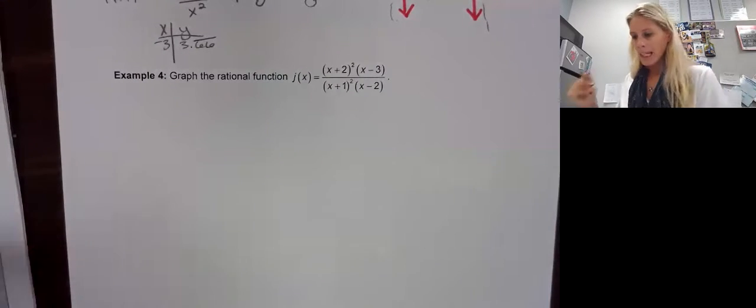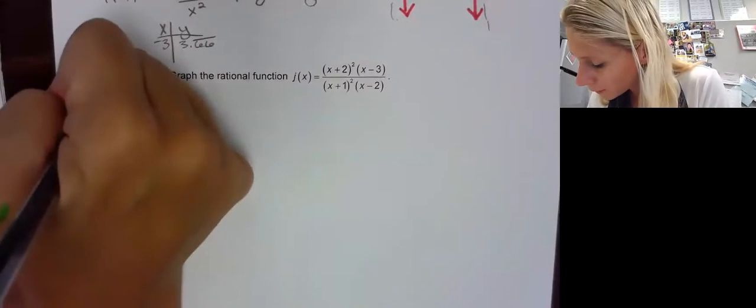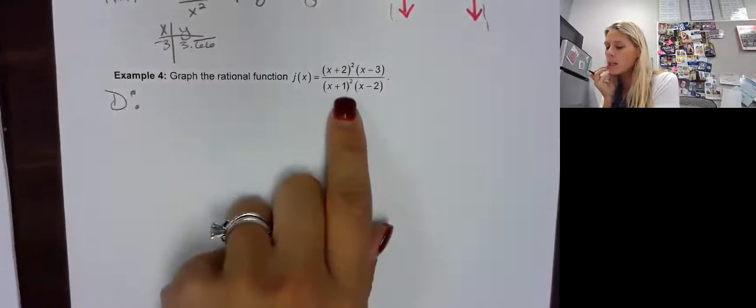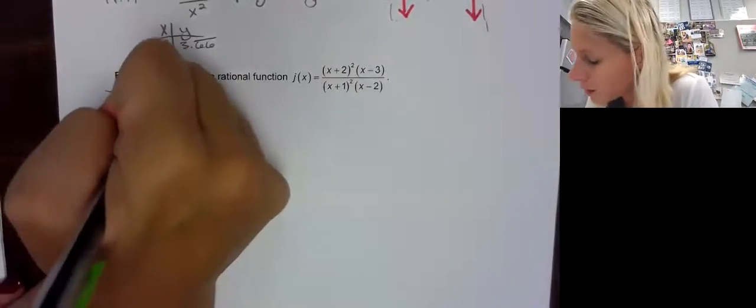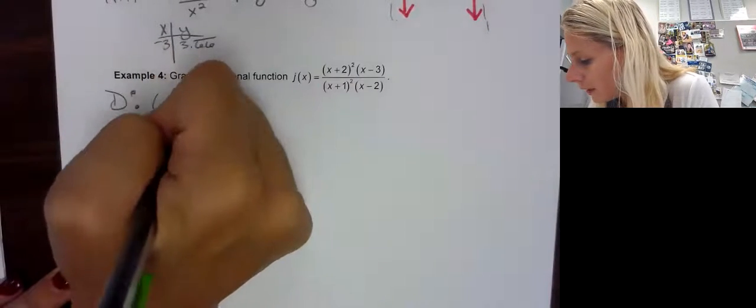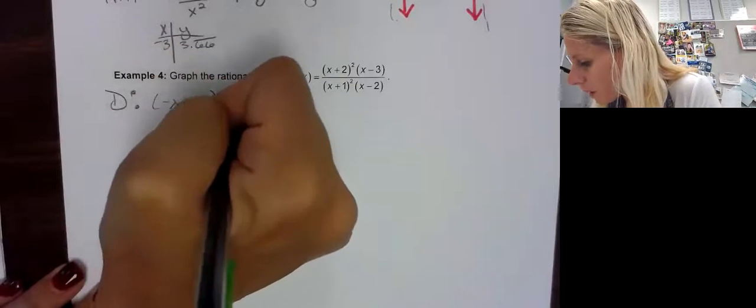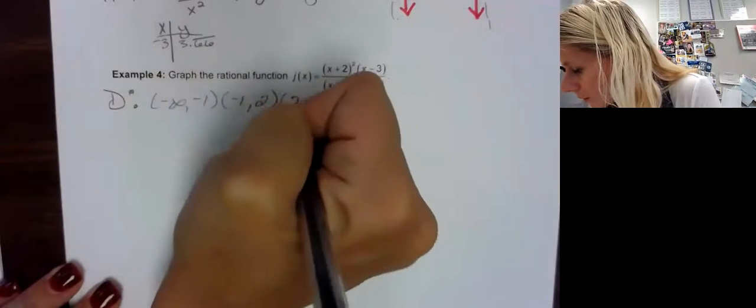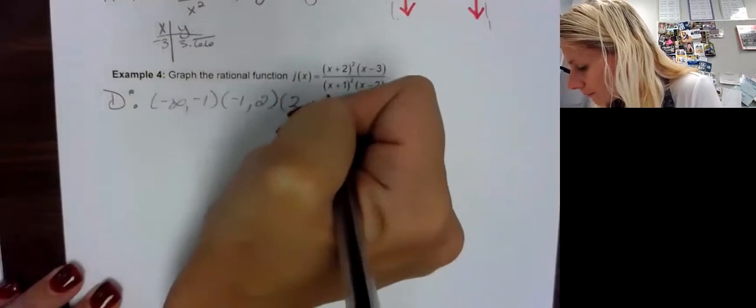Okay. Domain. Look at the denominator right now. What can't it be? It can't be -1 and it can't be +2. So -infinity to -1, -1 to 2, and 2 to infinity.